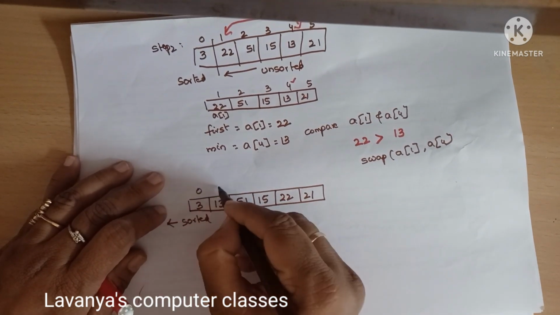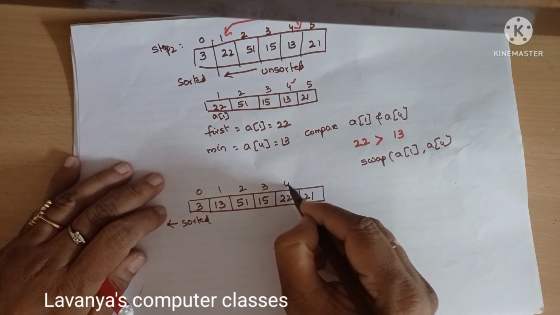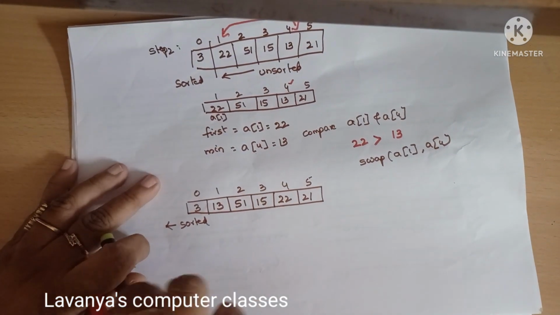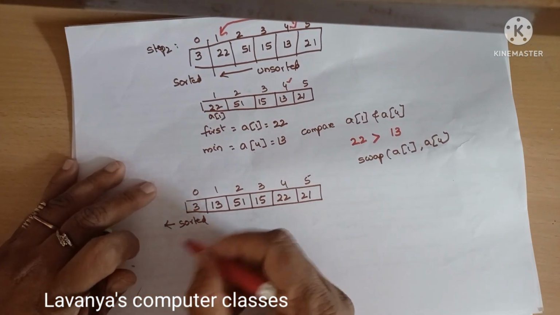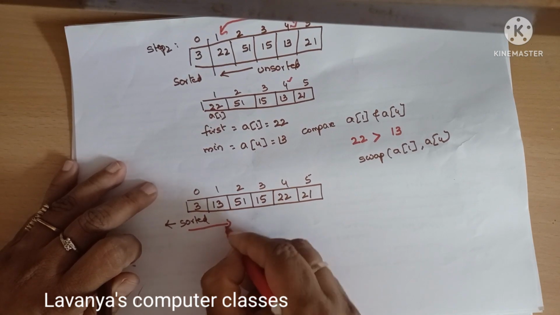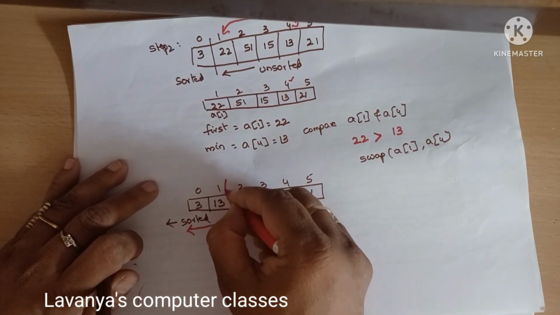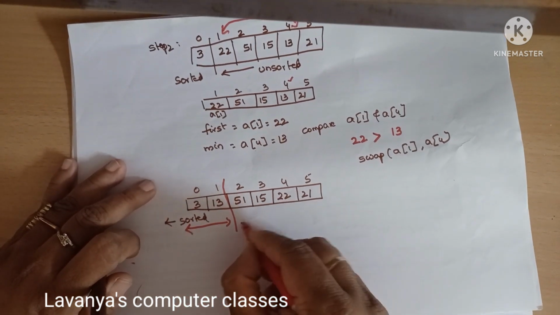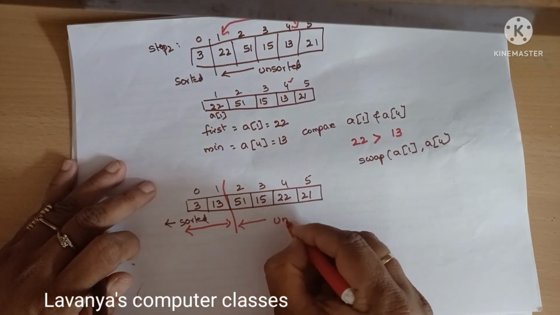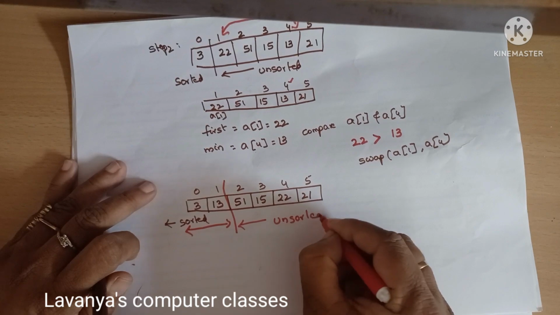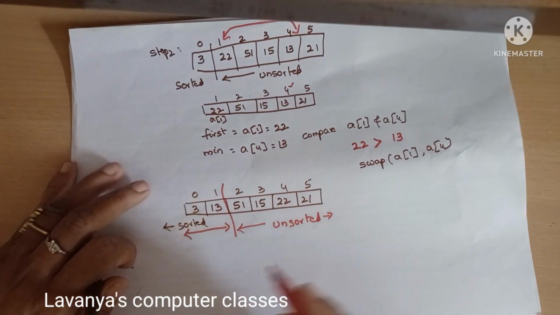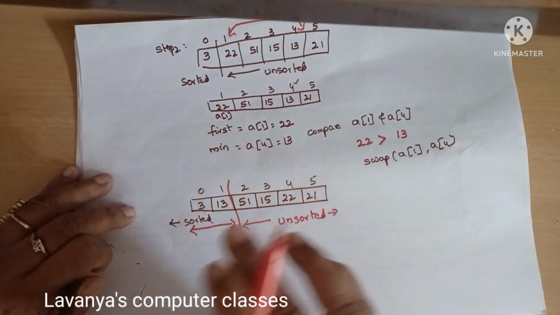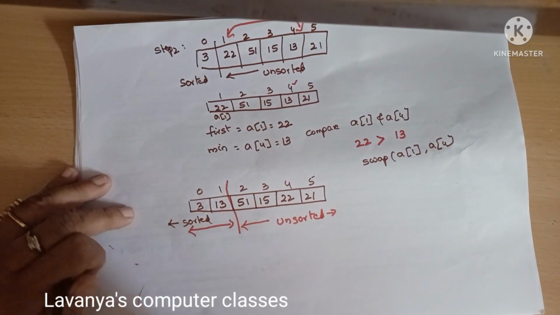If we look at this diagram, how many elements are now in sorted order? Up to here, 0 and 1. These two elements are in the sorted order. So it is divided into two parts: these are in the sorted manner and these are in the unsorted manner, because here the elements are not in order. So whenever step 2 is completed, two elements are in order.